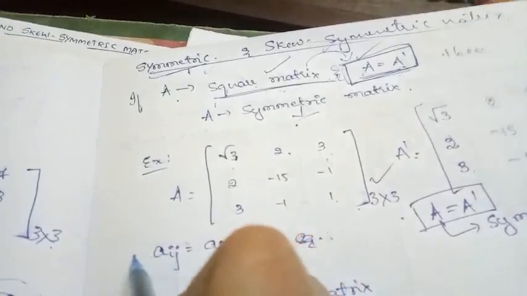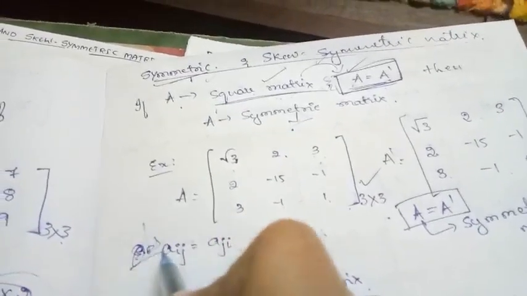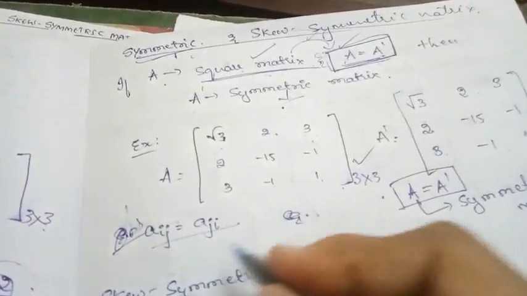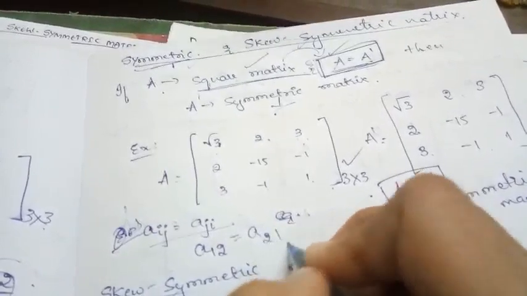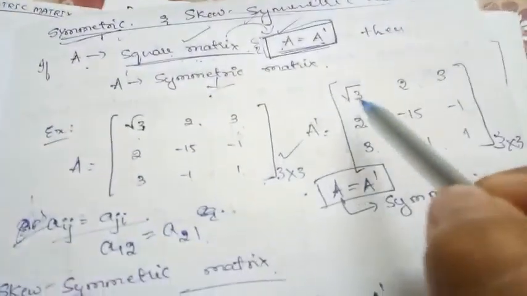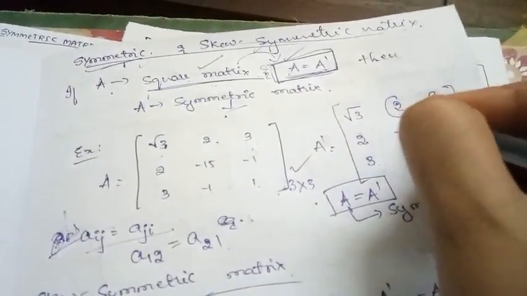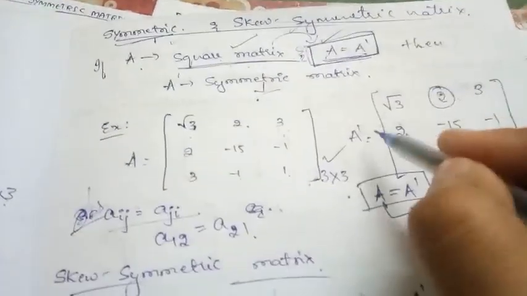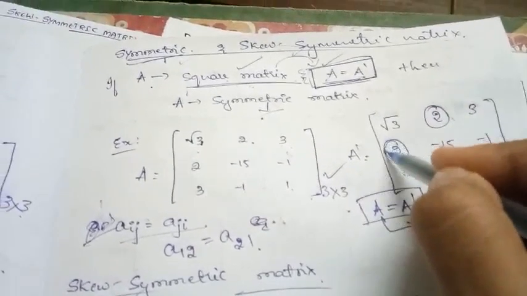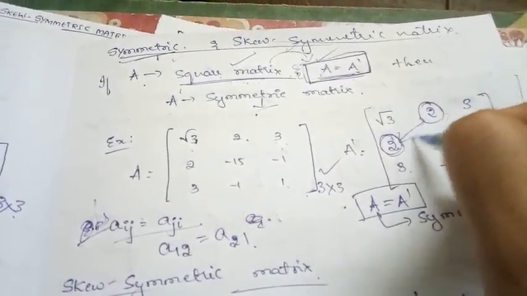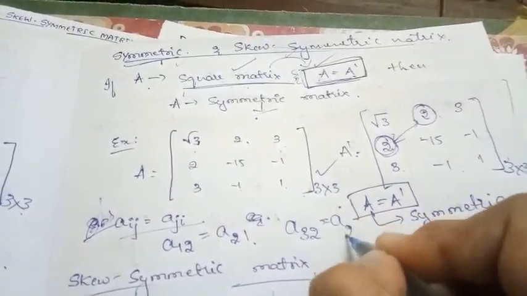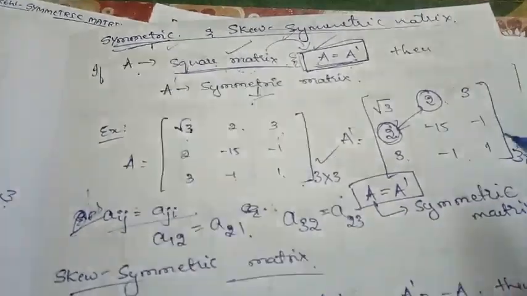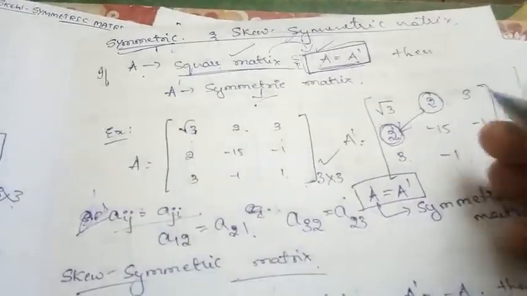You can clearly observe here that Aij is equal to Aji. For example, if I take A12, that is equal to A21. What is A12? First row, second column, which is 2. This is equal to A21, second row, first column, that is this element. Can you see here? These two elements are equal. Similarly, if I take A32, that must be equal to A23. A32 means third row, second column.